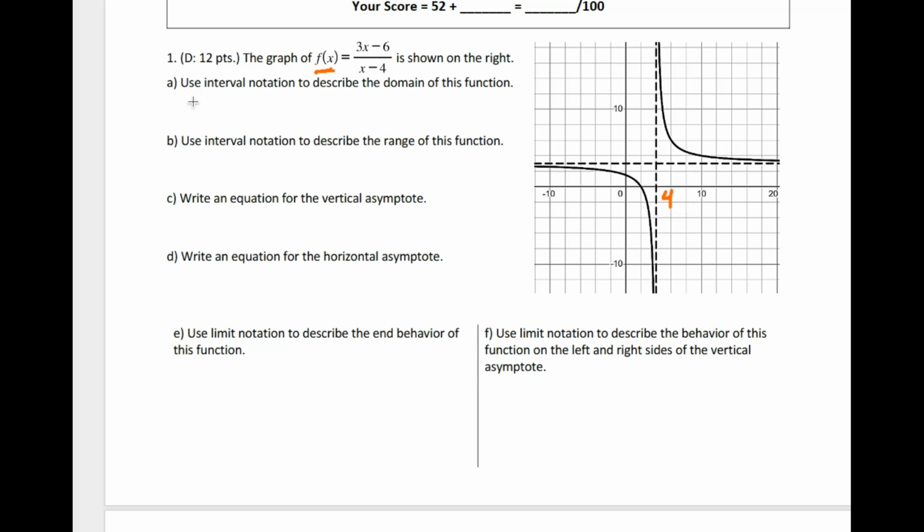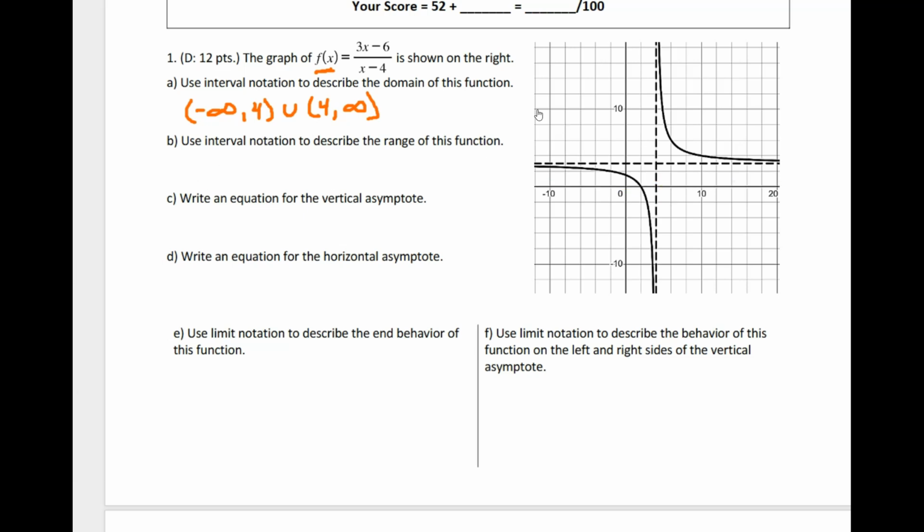All right, so we're going to say the domain is from minus infinity to 4 union 4 to infinity. It is everything from negative infinity up to the asymptote, not including where the asymptote is, and everything after that. So pretty much this notation leaves out the value x equals 4 and includes everything else.